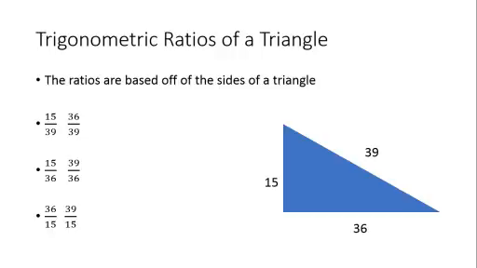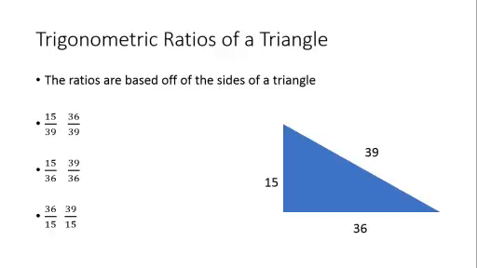So if we have a right triangle, which is what we're going to be dealing with in this chapter, we have three sides to it. We have the hypotenuse, and we have two legs. And so what we want to do is list out all the possible ratios that can be created with these legs and hypotenuse. So here's all 6 of them. Whenever you have a triangle, you end up having 6 different ratios that can be formed.